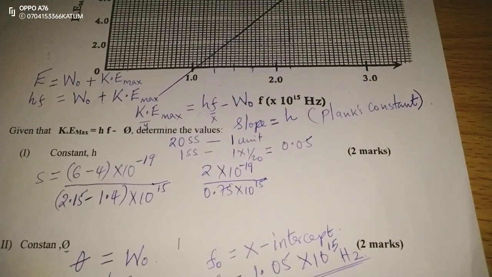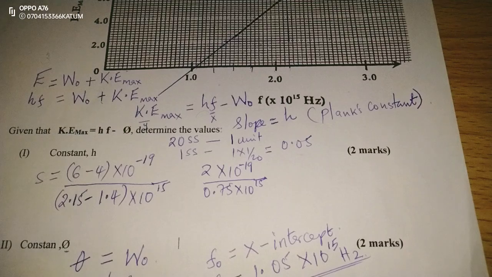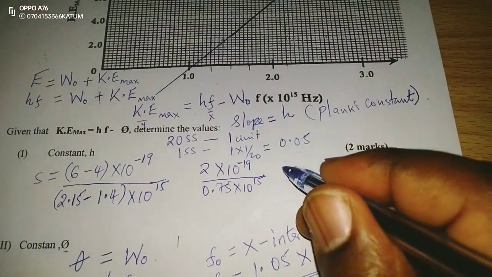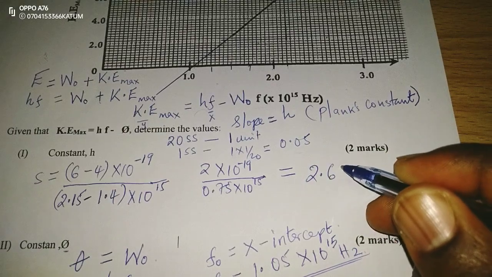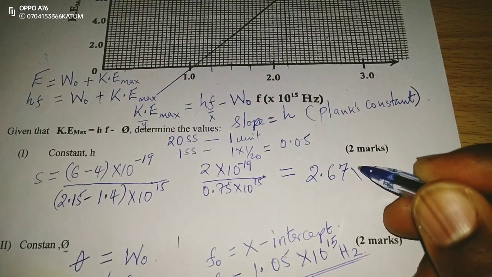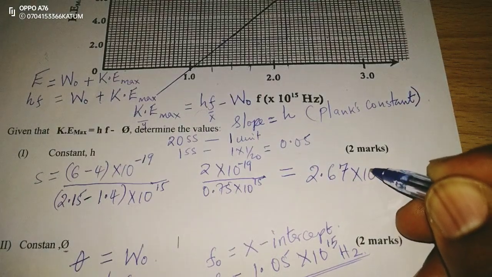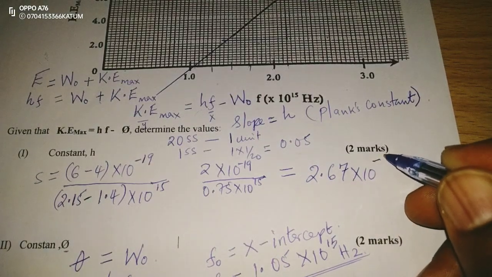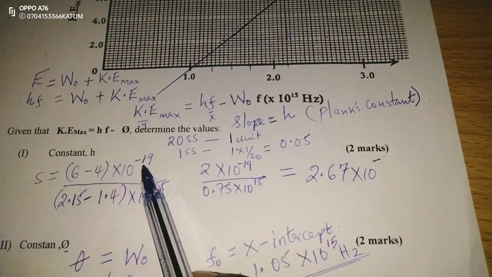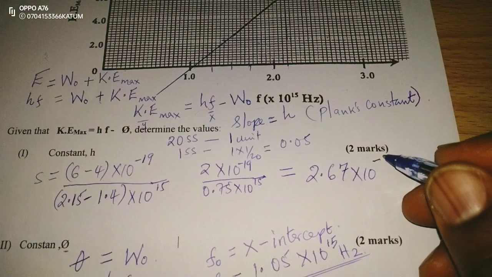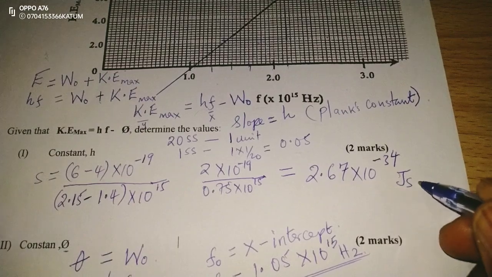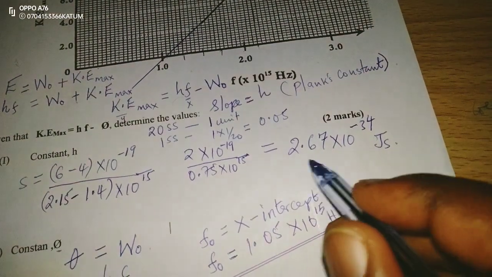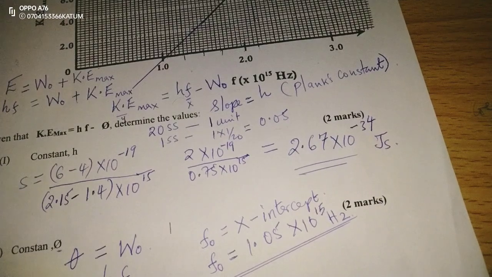Multiplied by 10 power 15. So now we can divide 2 divided by 0.75. Yeah, this gives us 2.67 times 10 to the power of negative 34. When we combine negative 19 and negative 15, we get negative 34. Negative 34 joule seconds. Those are the SI units of the Planck's constant. So this is going to be the Planck's constant.